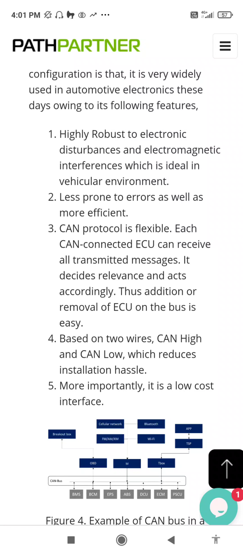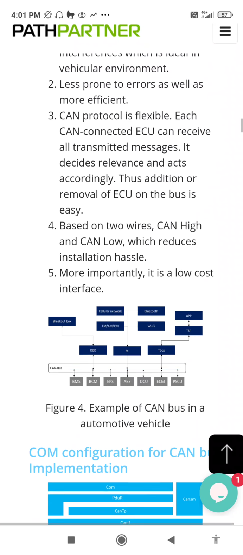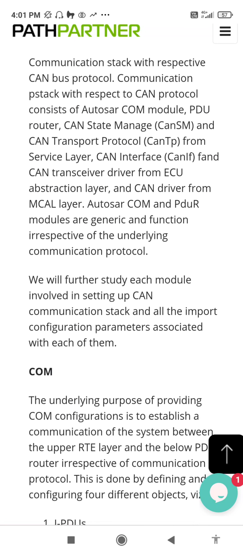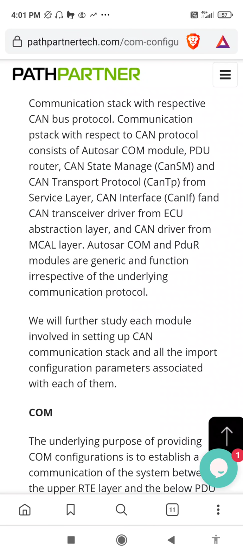COM configuration for CAN bus implementation. Figure: AUTOSAR communication stack for CAN bus protocol. Now we will discuss the AUTOSAR communication stack with respective CAN bus protocol. The communication stack with respect to CAN protocol consists of the AUTOSAR COM module, PDU Router, CAN state manager CANSM, and CAN transport protocol CANTP from the service layer, CAN interface CANIF, CAN transceiver driver from the ECU abstraction layer, and CAN driver from the MCAL layer. AUTOSAR COM and PDUR modules are generic and function irrespective of the underlying communication protocol.